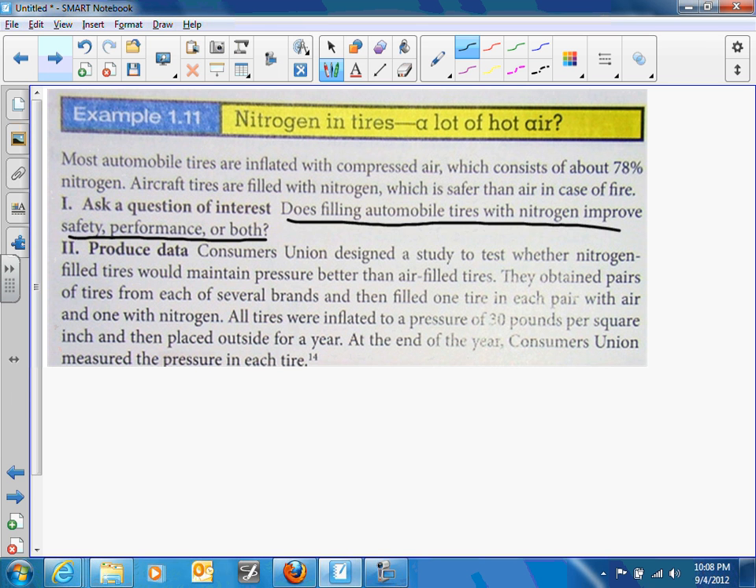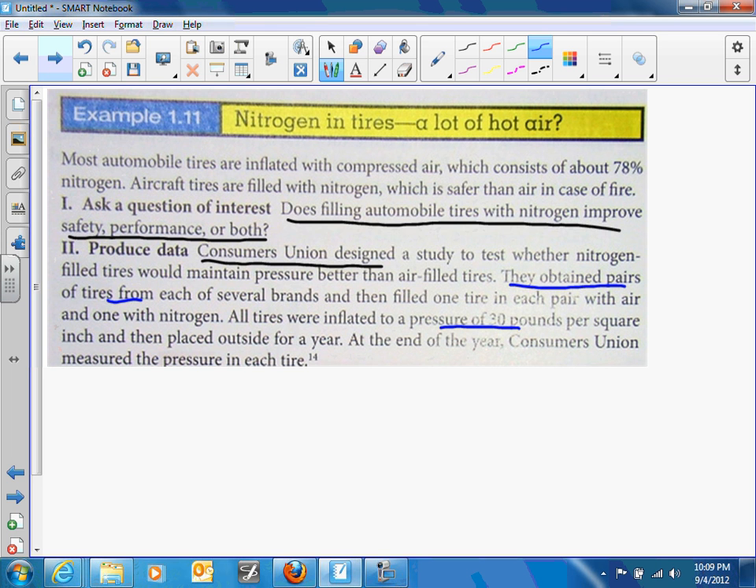Well, luckily for us, Consumers Union designed a study to test whether nitrogen tires would maintain pressure better than air-filled tires. Notice how complete that sentence is. All right? They're telling you what they are doing. They obtained, notice what they did, pairs of tires from several brands and then filled each tire with air and one with nitrogen. All tires were inflated, so it's giving you some details. Each tire was inflated to a pressure of 30 pounds per square inch and then placed outside for a year.